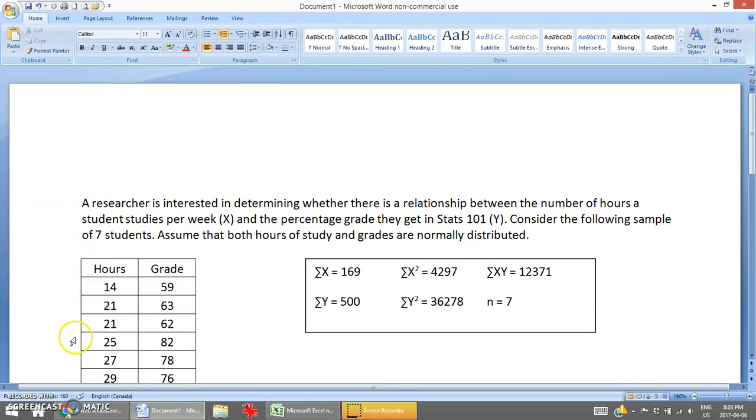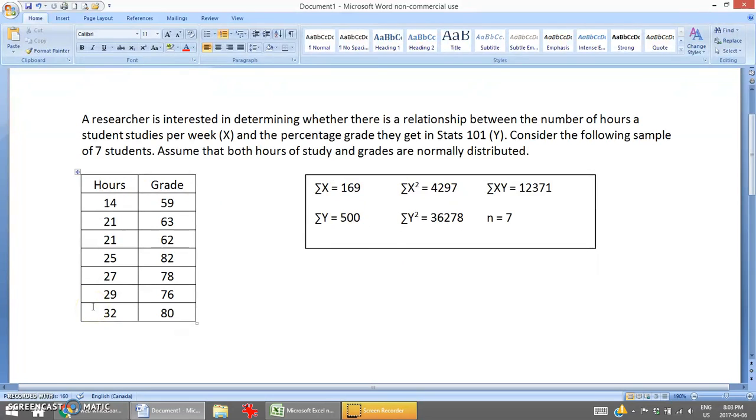Hello students, in this video we will continue our discussion of regression analysis. We are working on this question about the correlation relationship between hours of time studying and grade in a stats course. Remember, here's the values of the 7 students. More importantly, here are some key values we need in our formulas.